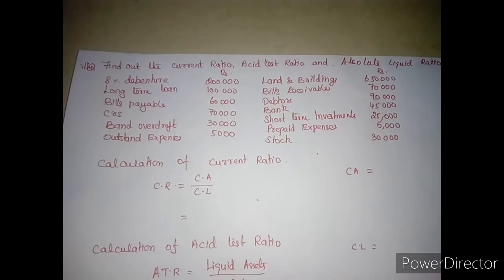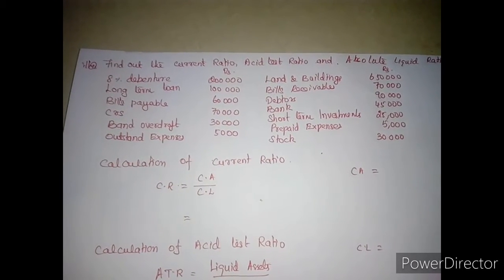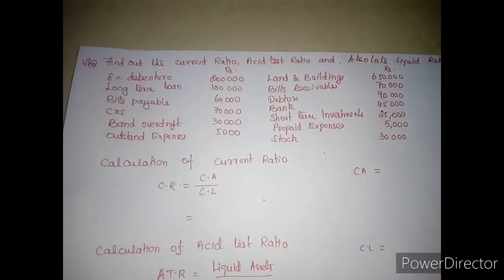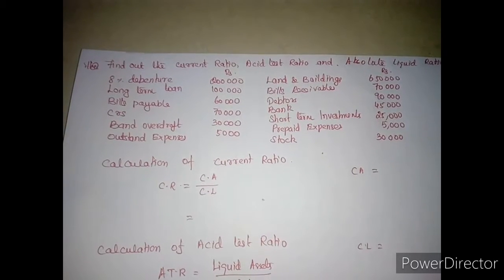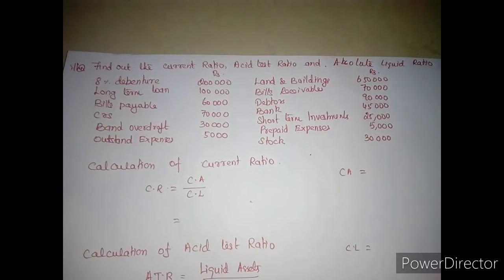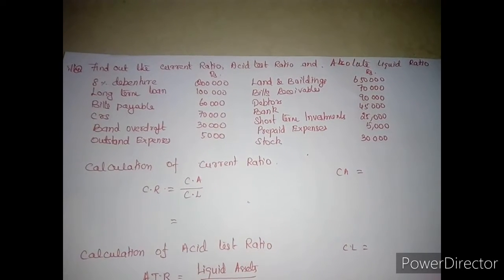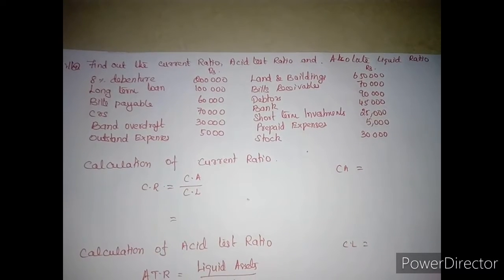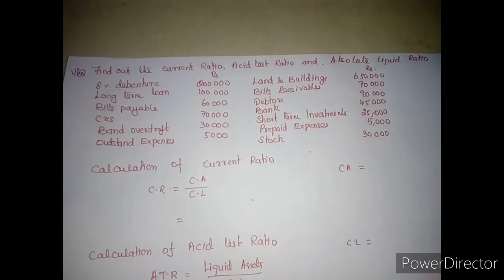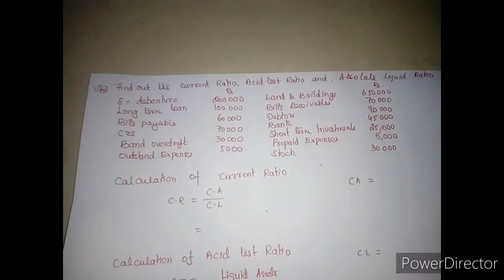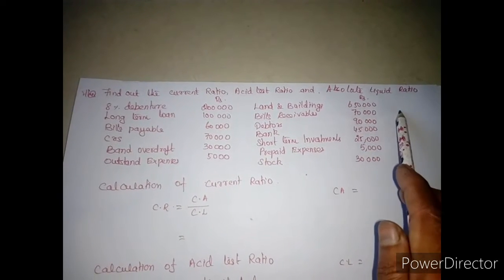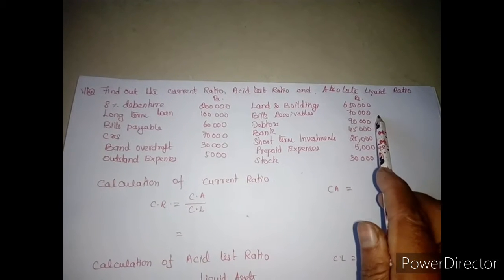See the problem. 8% debenture 2 lakh, long term loan 1 lakh, bills payable 60,000, creditors 70,000, bank overdraft 30,000, outstanding expenses 5,000, land and building 6 lakh 50,000, bills receivable 70,000, debtors 90,000, bank 45,000, short term investment 25,000, prepaid expenses 5,000, stock 30,000. From this we have to calculate the current ratio, acid test ratio, absolute liquid ratio, three ratios. These three ratios will be called liquid ratio.